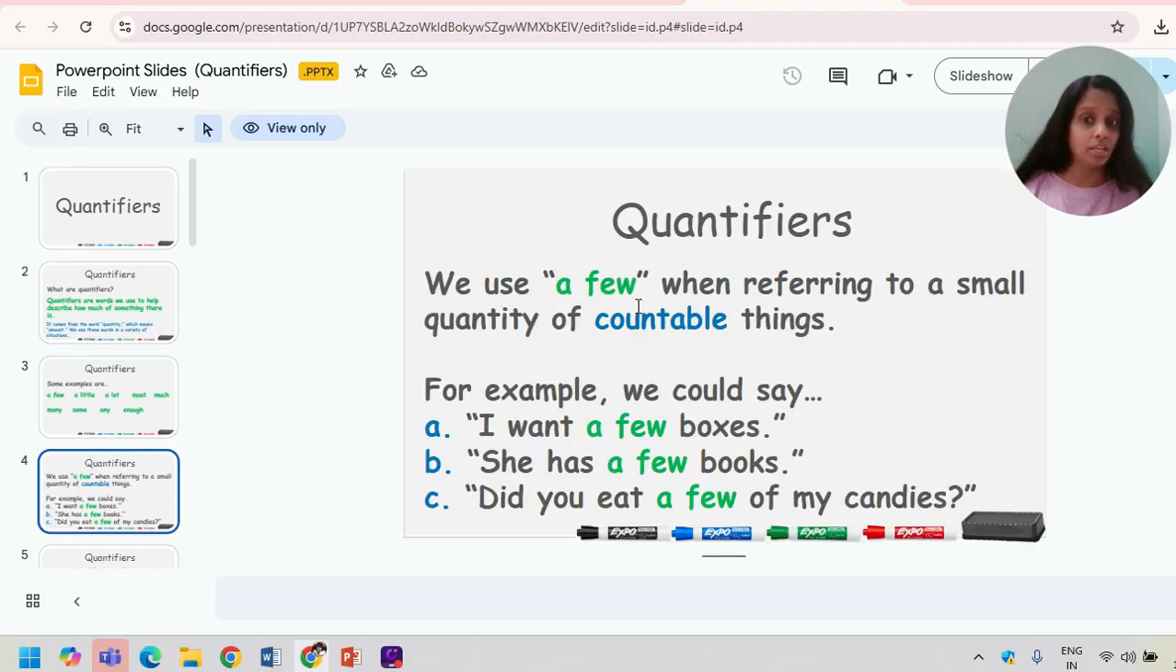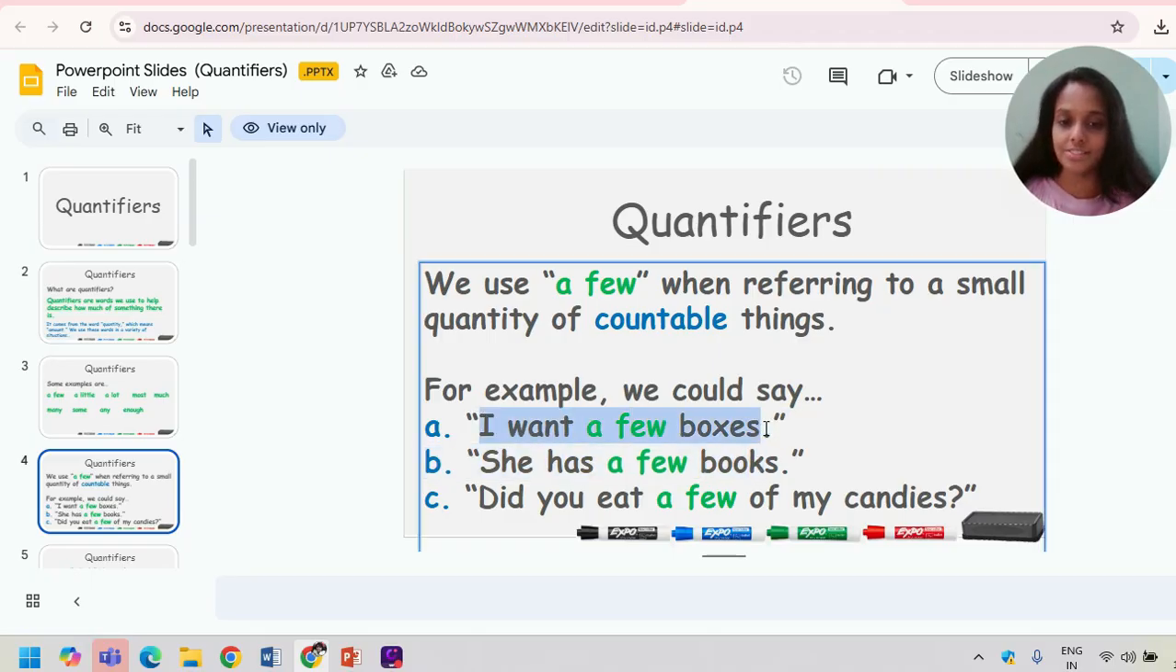Okay, when we are talking about a small quantity of countable things, then we use the word a few. For example, we could say, I want a few boxes. She has a few books. Did you eat a few of my candies? It means we are referring to a small quantity of countable things. Got it? So just remember, a few means a small number of things that you can count.